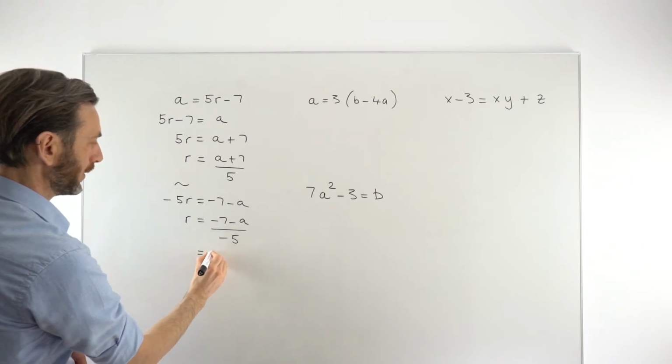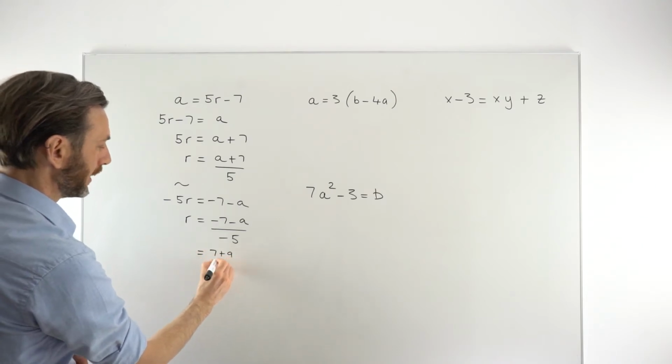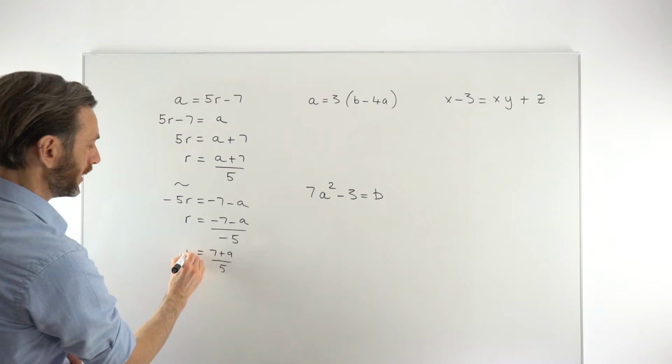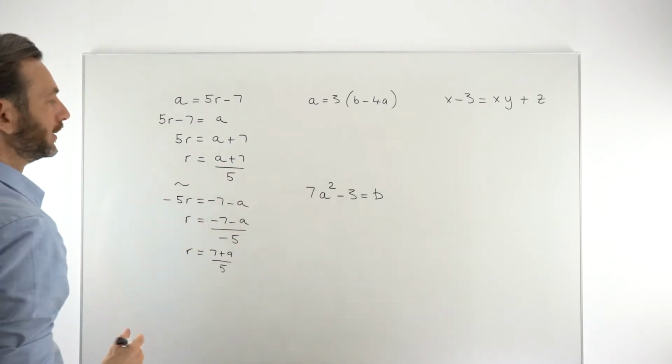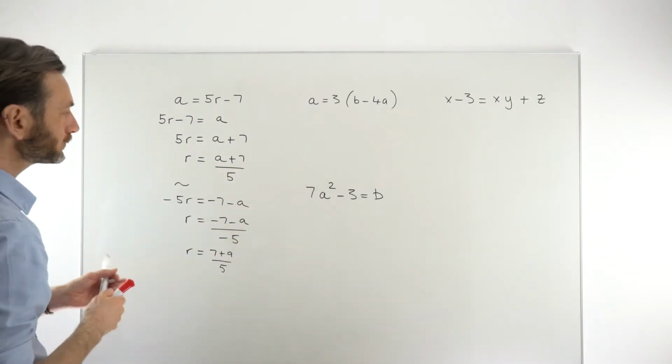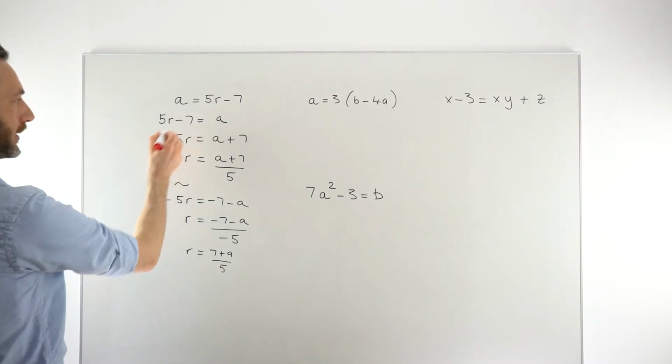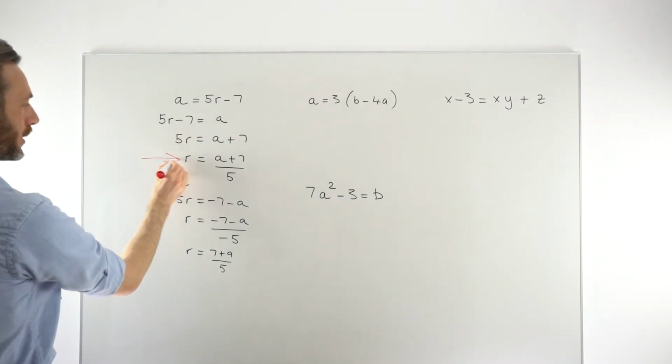So you would end up with 7 plus A over 5. And that is the same thing as that. 7 plus A and A plus 7 are the same thing. I would recommend, though, going with this method here. I think this one's more effective.